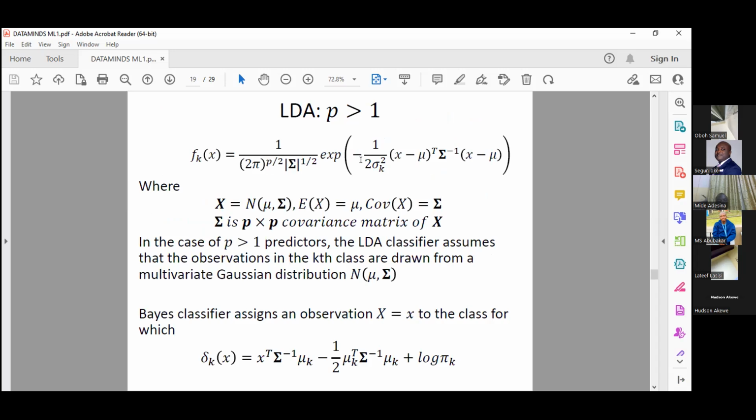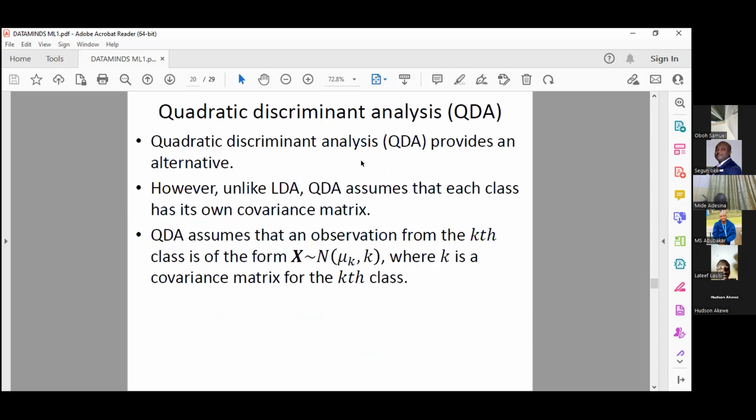This is the mathematics behind it, where our X is normally distributed with mean mu and covariance gamma, the variance part. And the covariance is expressed as that. It is a matrix, actually, a P by P square matrix. And the classifier is also further defined. We also talk about quadratic discriminant analysis, where our observation is taken from X normally distributed with mean mu_k and covariance for each class K.